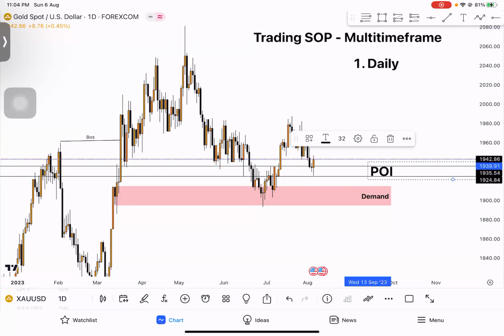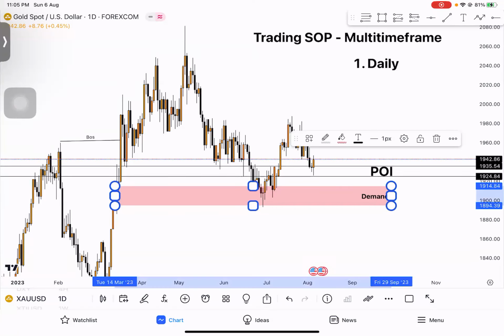Can you use it as a plan B for sell? Plan B, you can, if your point of interest has been broken out, you can use it for sell. But first you have to know that the confirmed low has been broken out first.